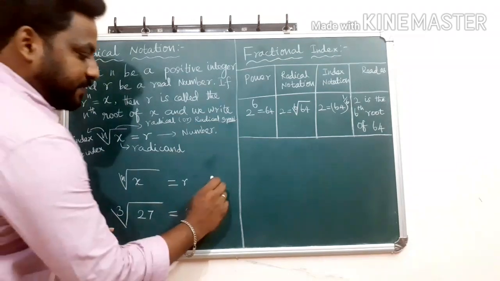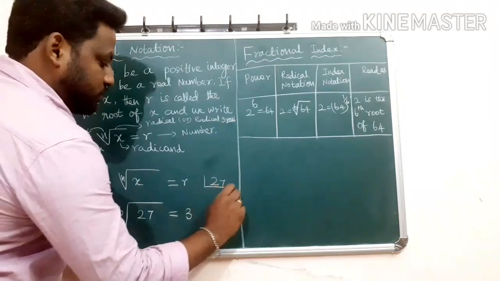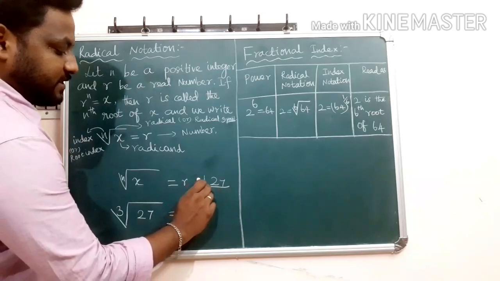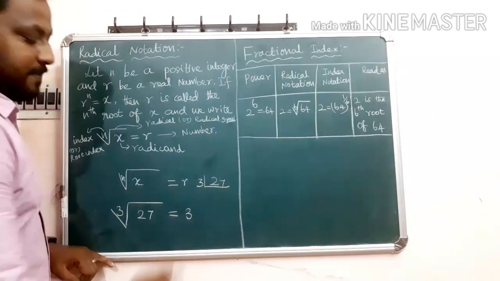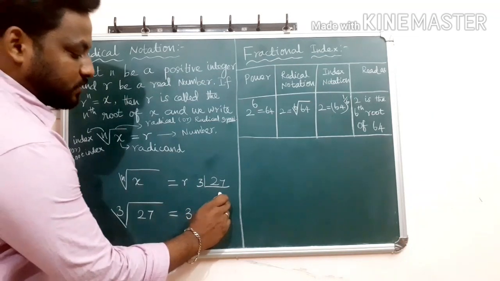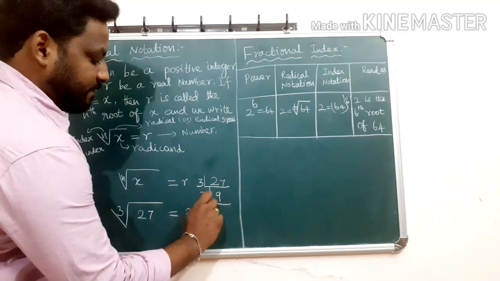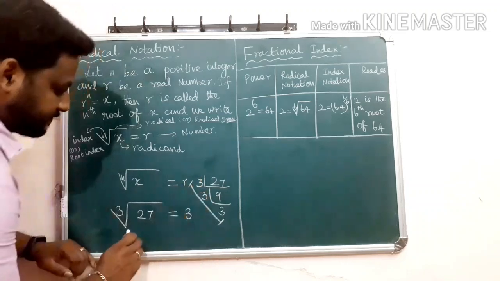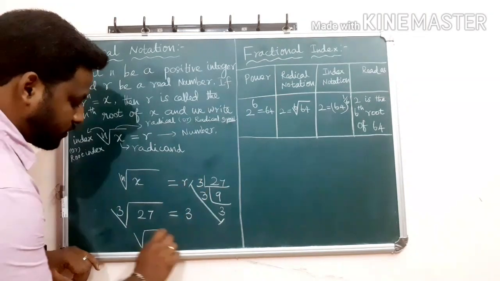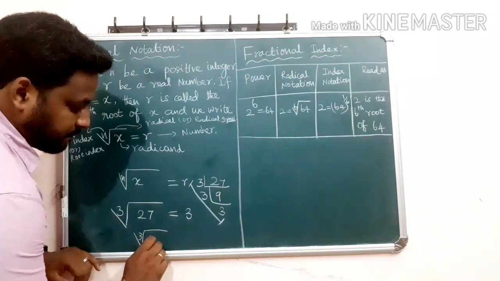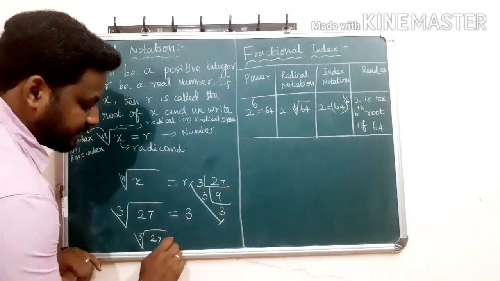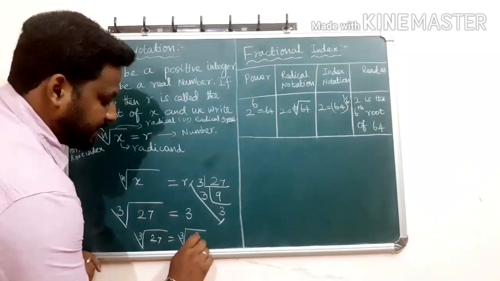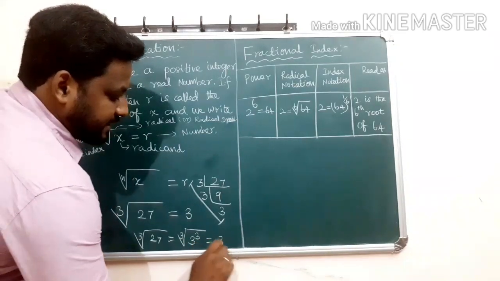How is it 3? 27 should be divided by prime numbers using L division. Starting with the prime number 3, 9 3s are 27. Again, 3 3s are 9. So 3 times, which means the cube root of 27 is written as the cube root of 3 power 3, and that is 3.